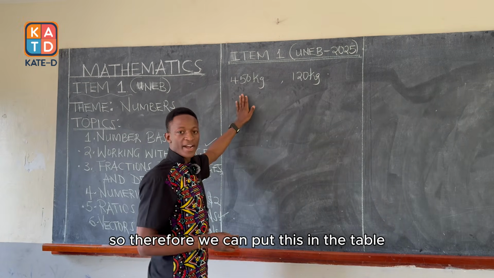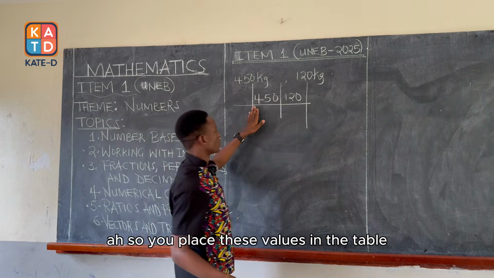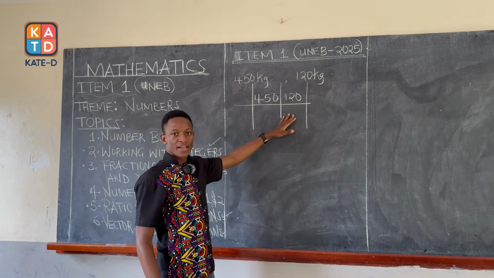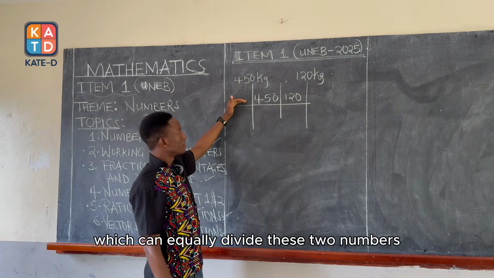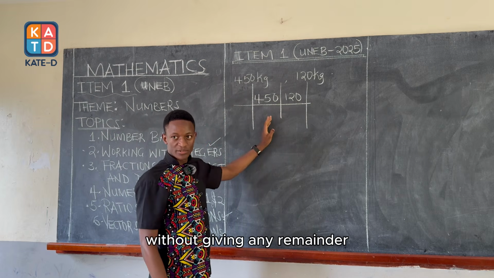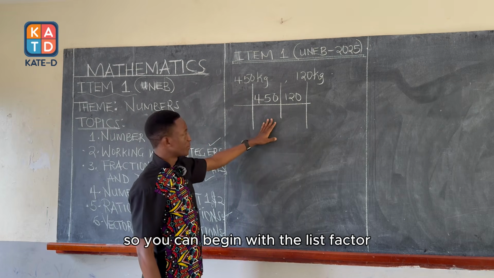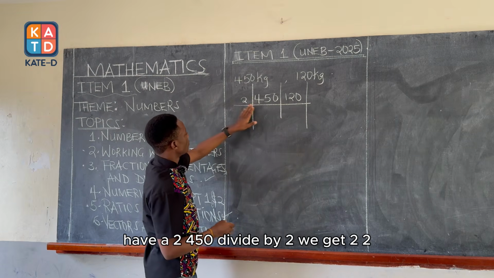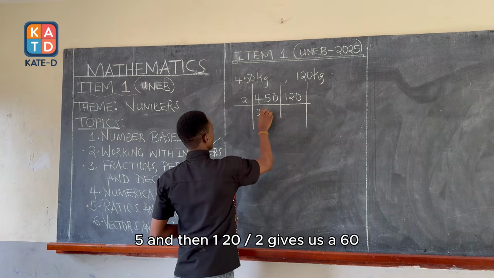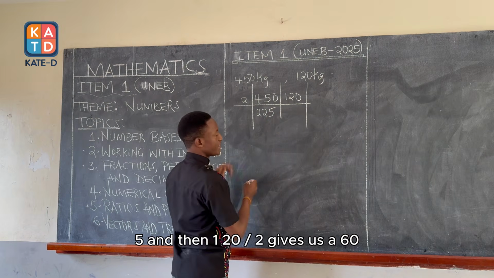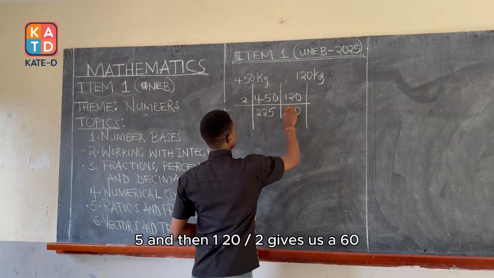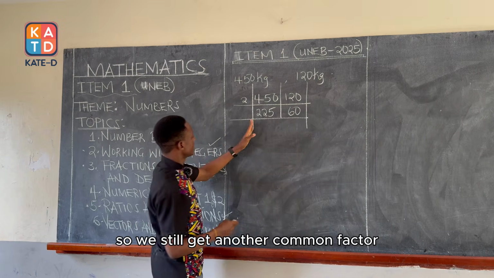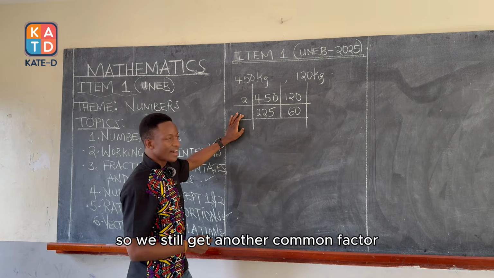So therefore, we can put this in the table. So we place these values in the table. Then we look for factors which can equally divide these two numbers without giving any remainder. You can begin with the least factor, a 2. 450 divided by 2, we get 225, and then 120 divided by 2 gives us 60.